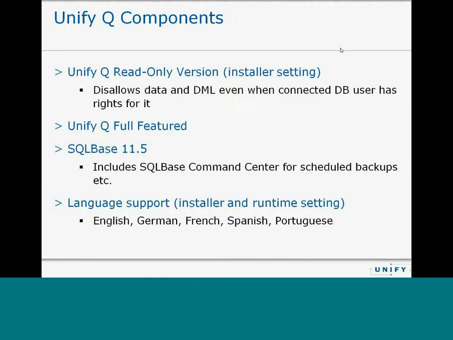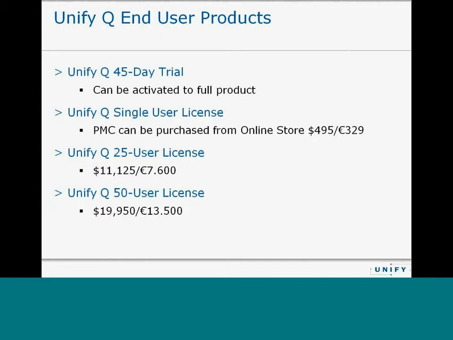So here are the several products and pricing. The trial version available from our website can be activated to a full product. You don't have to install it. You just apply the PMC that you buy, for example, from our online store for $495, or that you buy through a Unify sales representative or Unify partner. There is a 25-user license and a 50-user license available as well of Unify Q.